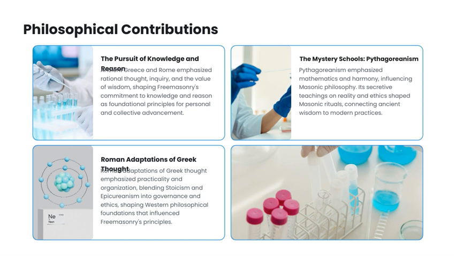Their secret teachings about the nature of reality and ethics helped shape Masonic rituals, creating a bridge between ancient wisdom and modern practices. Finally, the Romans adapted Greek philosophical ideas, emphasizing practicality and organization. They blended Stoicism and Epicureanism into governance and ethics, which in turn formed some of the foundational principles of Western philosophy. These adaptations reinforced the importance of reason, virtue, and practical wisdom, values that are very much aligned with Freemasonry's emphasis on moral development and societal betterment.